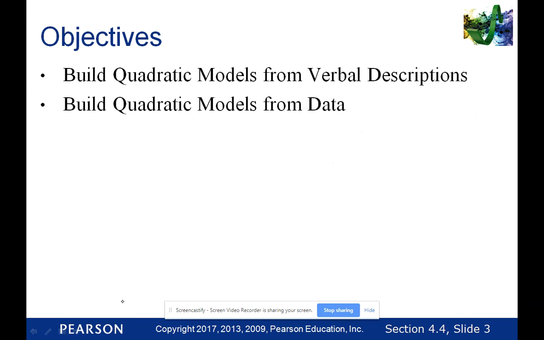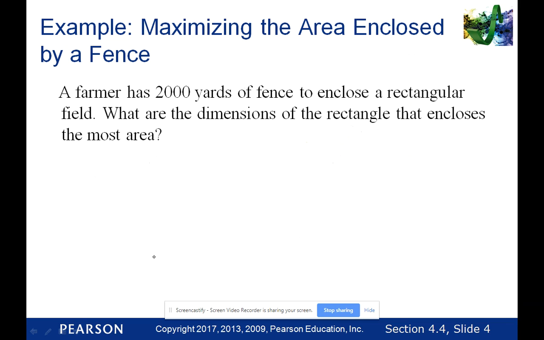All right. So the first one: a farmer has 2,000 yards of fence to enclose a rectangular field. What are the dimensions of the rectangle that encloses the most area? Most. What does most make you think about? What's another word for most? Maximum. And maximum should make us think about what part? The vertex of a parabola.